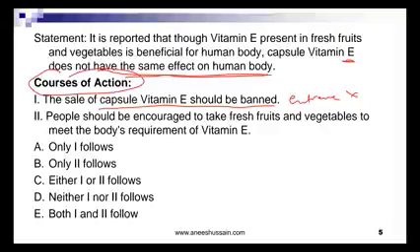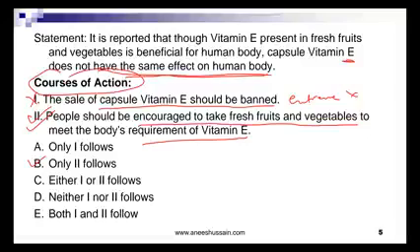Because if there are some people who do not eat fruits or are allergic or have other reasons, then they will obviously benefit from the capsule. It may not be as beneficial as the actual fruit, but it will still be beneficial. So it shouldn't be banned, and this action doesn't really make sense. The second step says people should be encouraged to take fresh fruits and vegetables to meet the body's requirement. Yes, this is something that they can do. So this is the solution that makes sense, and one does not. So B will be the answer, which is the second statement.